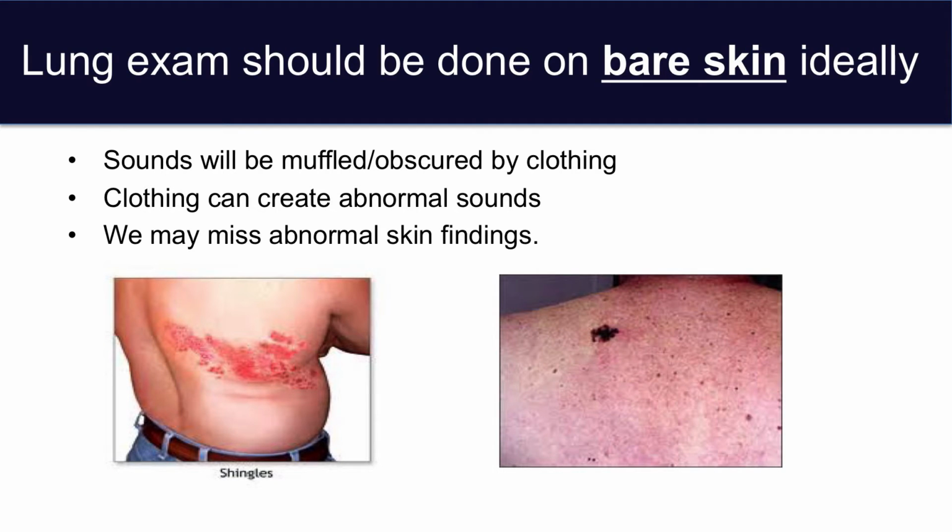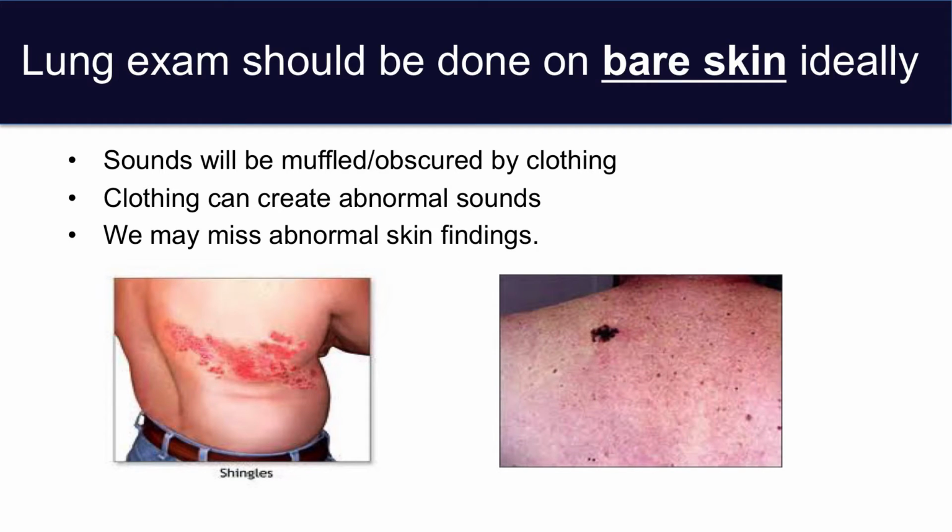Number two, sometimes clothing itself can create abnormal sounds as the chest expands. We don't want to misinterpret these as abnormal lung sounds. Number three, sometimes we find things on the chest wall that can be very important. For example, the melanoma in the picture on the right, or the shingles in the picture on the left.